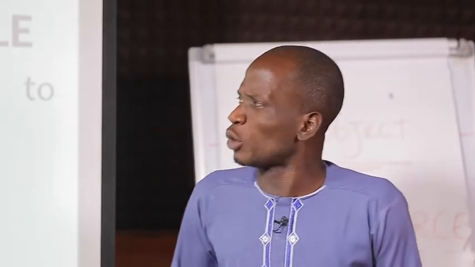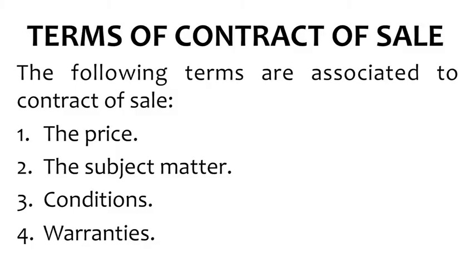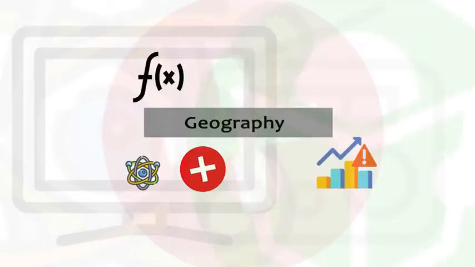Now, we are going to look at terms of contract of sale. The following terms are associated with contract of sale. One, price. Two, the subject matter. Three, conditions. The fourth one is the warranties.